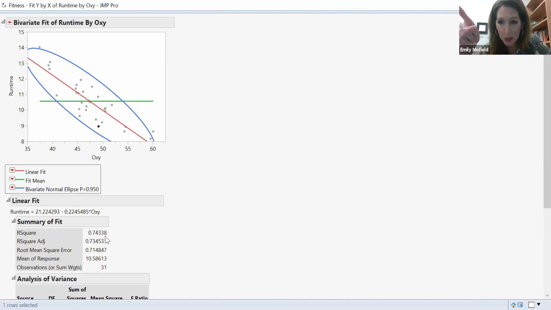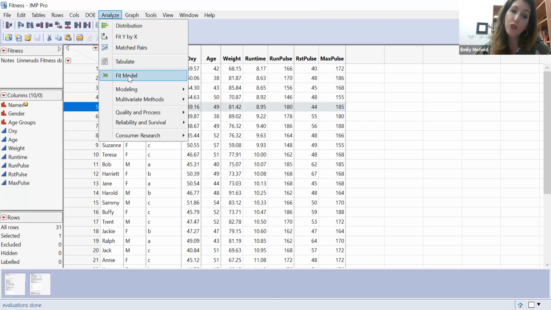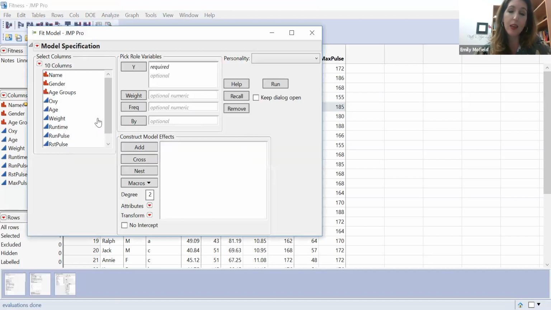Now what do we do? Don't forget about that assumption we didn't do. The only way that you can do assumptions is by using the model. So you do fit model. We're going to do the same thing. And actually, this is the one I really use whenever I do a simple linear regression. It just doesn't show the graph, but I felt like that was good for teaching. We've got oxygen predicting runtime.